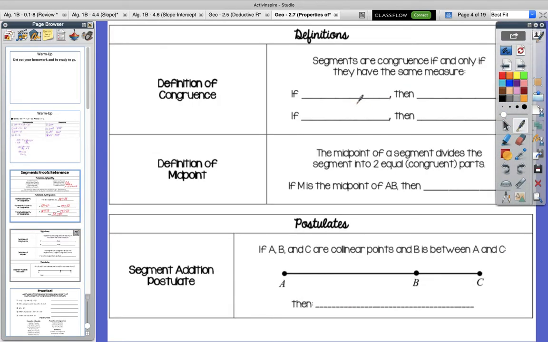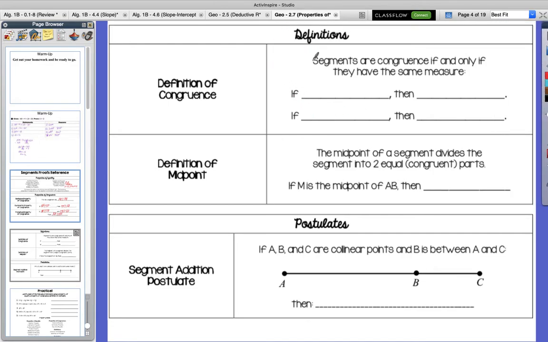So we have some more definitions we're going to talk about here. As we said in our proofs, we can also use definitions as well as properties. So definition of congruence. So if you think about defining something, it's just what it means. So segments are congruent if and only if they have the same measure. That's our definition. And if you notice, this is actually a biconditional with that if and only if there.